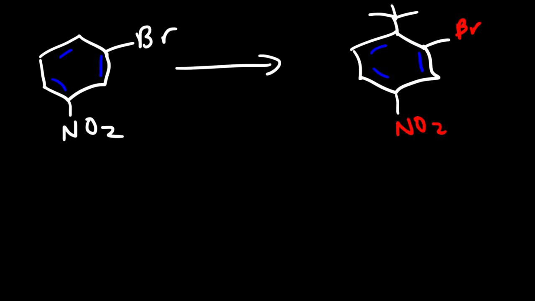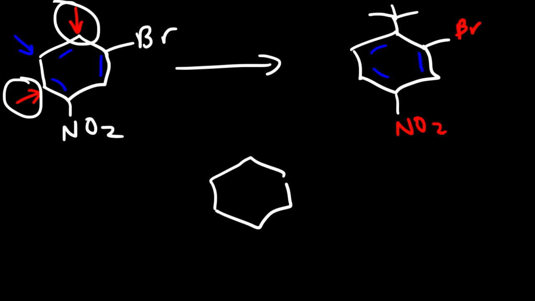Now, the bromine atom will want the tert-butyl group to go in the ortho and the para position. The NO2 group wants the tert-butyl group to go here. Now, bromine is weakly deactivating, NO2 is strongly deactivating, so bromine is more activating than NO2, so bromine's going to win. Now, we could get this product, which is the product that we want, but we can also get this product too. So we're going to get this product plus another. I meant to put the tert-butyl group here.